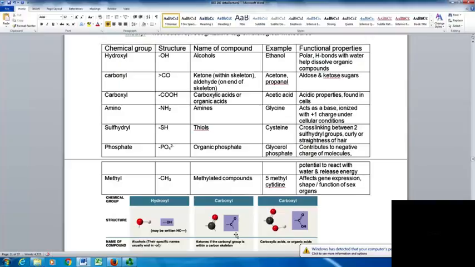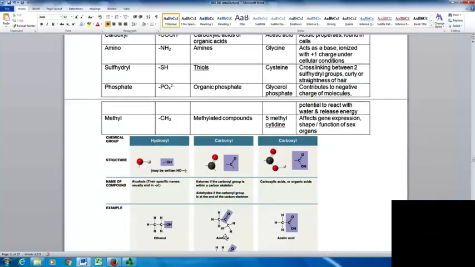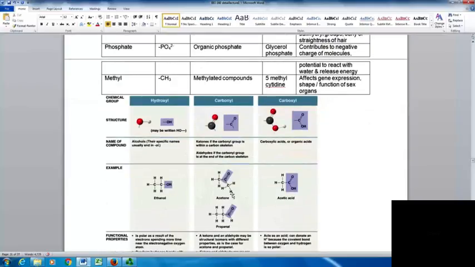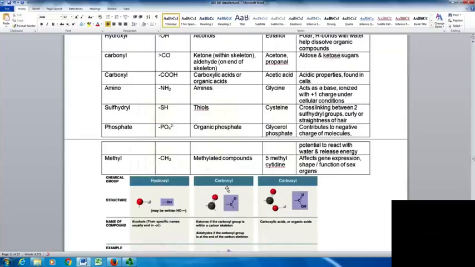to one side, and then the carbon attaches to something else on the other side. It's called a ketone if it's within the skeleton, and it's an aldehyde if it's on the end of the skeleton. So here down below you can see one that is on the end of the skeleton and one that's in the middle of the skeleton. So these will make your aldose and ketose sugars.